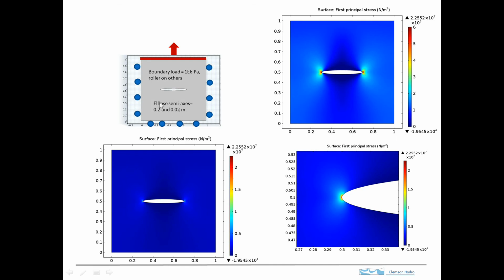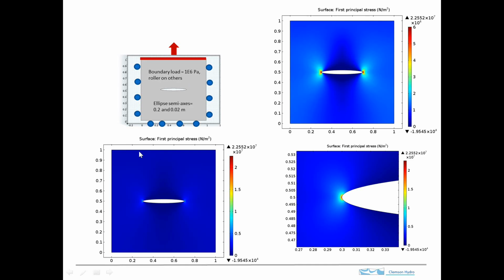And so what I want to do is to change the geometry back to the ellipse that we looked at earlier. And I'm going to make it a broad, flat ellipse. So the semi-axis is 0.2 in this direction and 0.02 in this direction. So it's a 10-to-1 aspect ratio. The load is still the same load, 10 to the 6th.